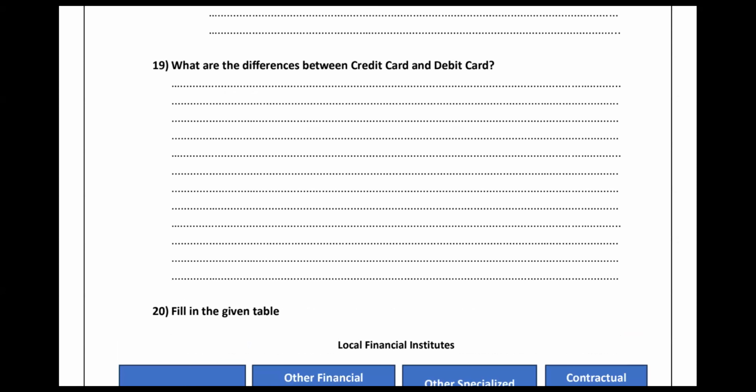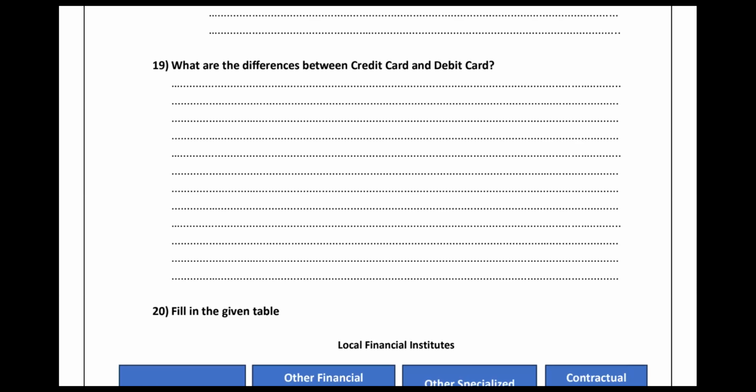If you get a question like this, always divide the page into two, or make a table. Put a line in the middle and make a table. So now let's write. The first thing is, for you to have a credit card, a bank account is not a must. But for you to have a debit card, a bank account is a must, because the money in your bank will be used by the debit card. But a credit card is like they give you a credit. If you fulfill certain conditions, they give you credit cards. You don't need to have a bank account.